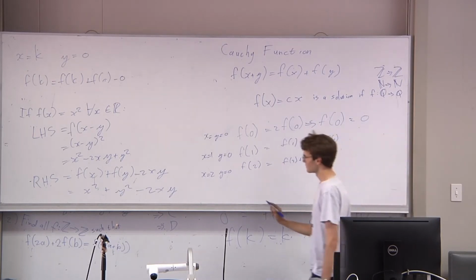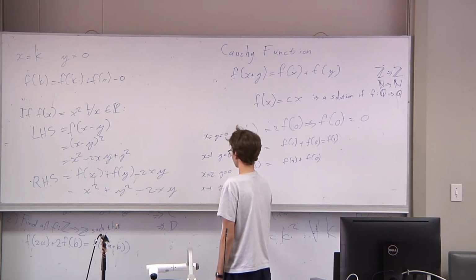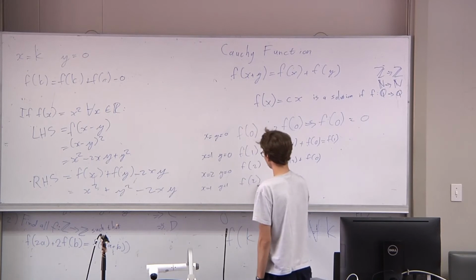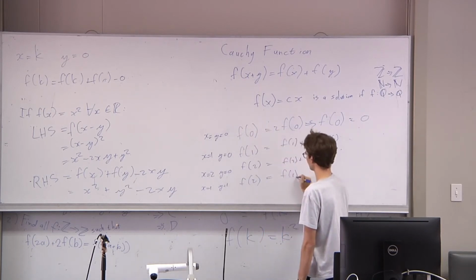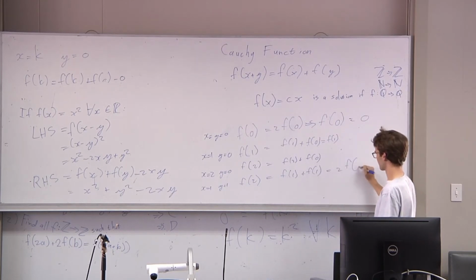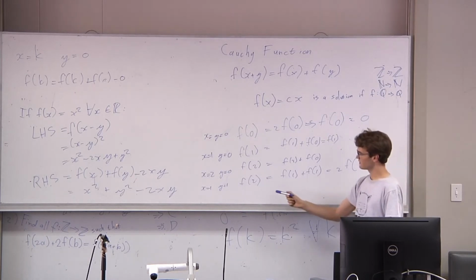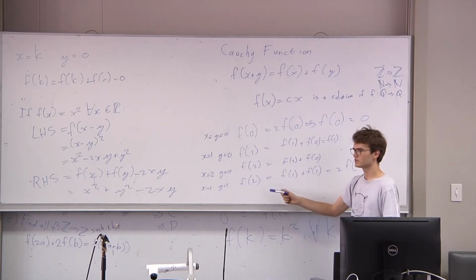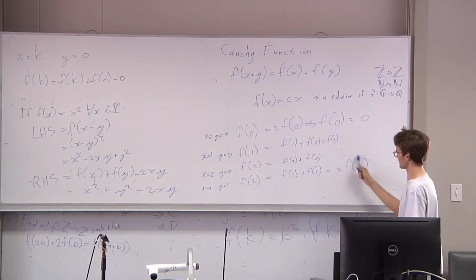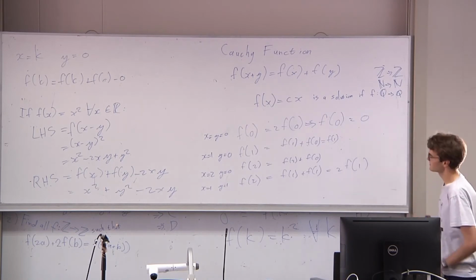But what if you let x equal 1 and y equal 1? Then you still get f of 2 over here, but you get f of 1 plus f of 1 over here, which is equal to 2 times f of 1. Which says that no matter what the function is, f of 2 is going to be 2 times whatever f of 1 is. Okay? So that seems slightly useful.